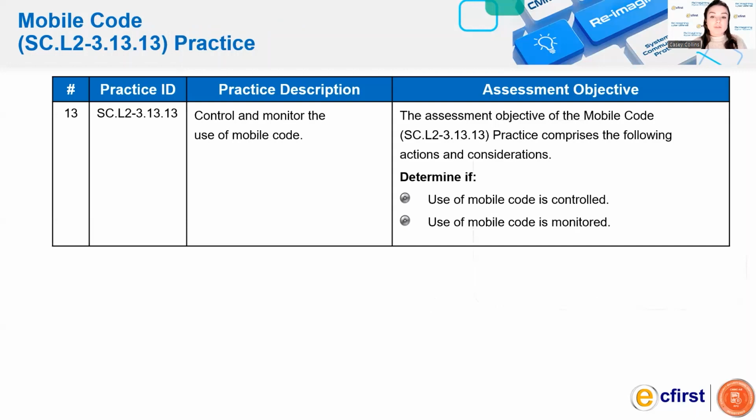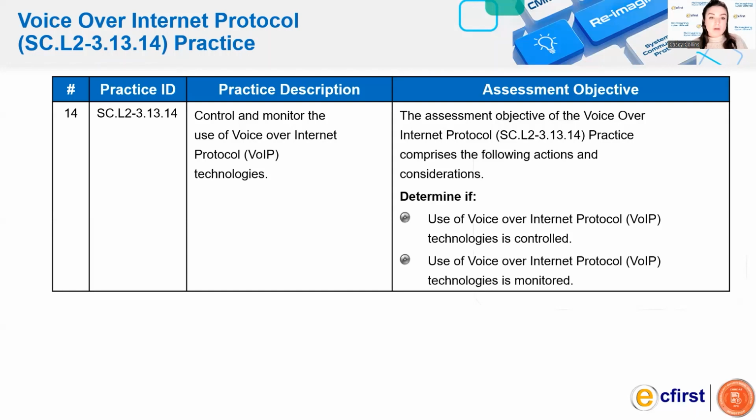Mobile code. Control and monitor the use of mobile code. So determine if mobile code is controlled and monitored. Voice over Internet Protocol, or VoIP. Control and monitor the use of voice over Internet Protocol technologies. So determine if use of VoIP technologies is controlled and use of VoIP technologies is being monitored. So pretty simple, that one.